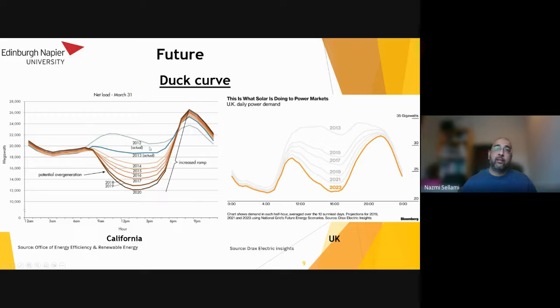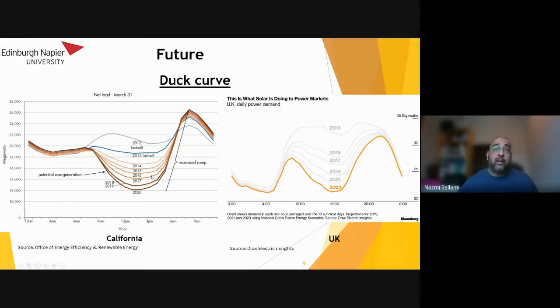And this curve was predicted in 2012. And is this exactly what we reached in 2020? It's basically the amount of energy generated by solar. It will overpass the amount of energy required by the grid.